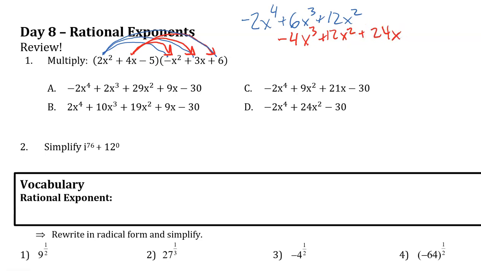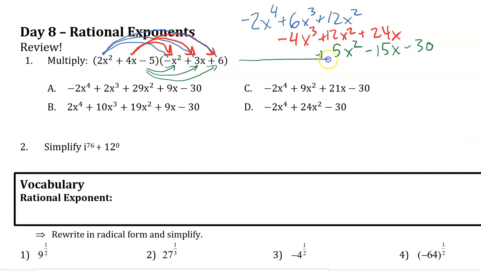One more color. Now we're going to go negative 5, the last term of the first trinomial, times each of the terms in the second. Negative 5 times negative x squared. Negative times a negative is a positive, so that's plus 5x squared. Negative 5 times positive 3x is minus 15x. Negative 5 times plus 6 is minus 30.